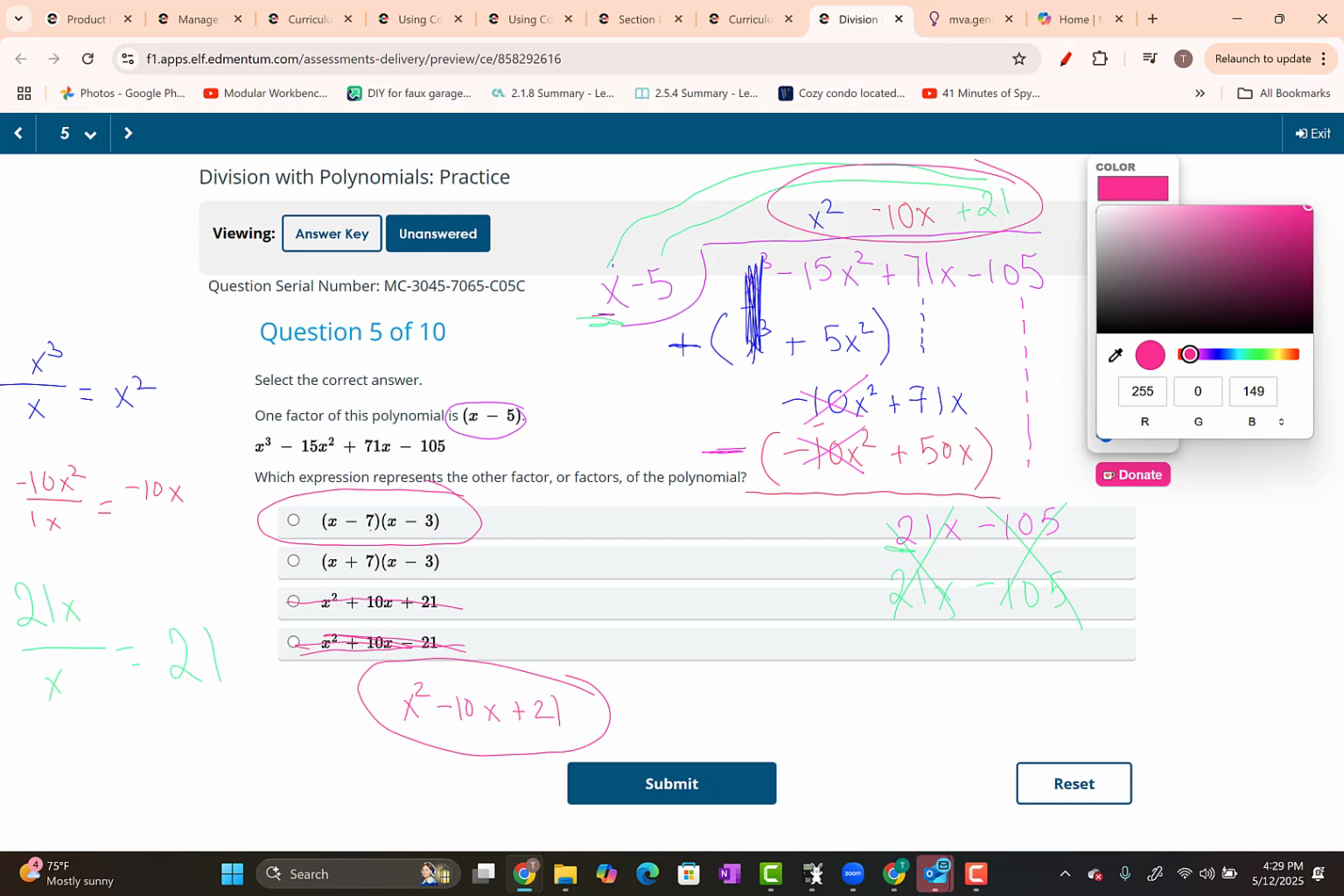And that's because negative 7 times negative 3 is a positive 21, and negative 7 plus negative 3 is negative 10. So this first answer choice, that works.